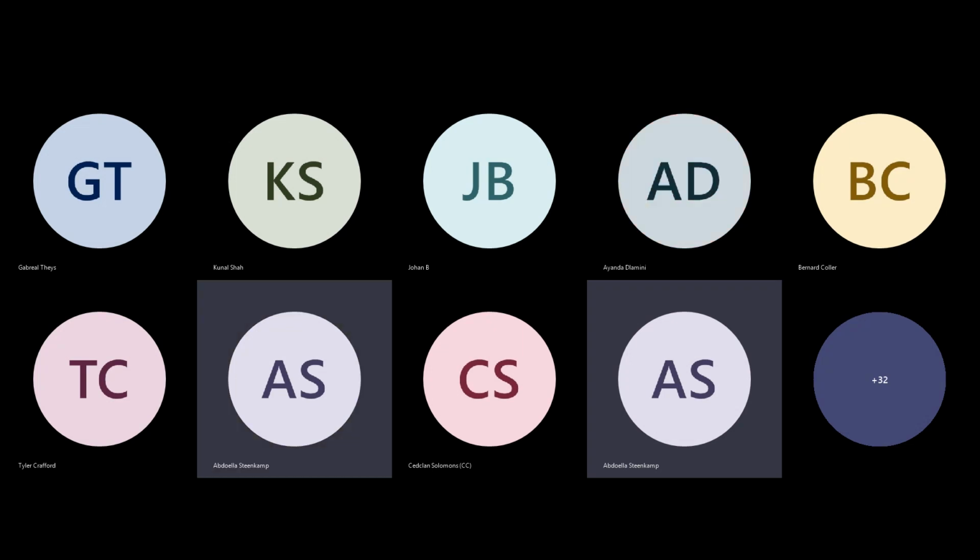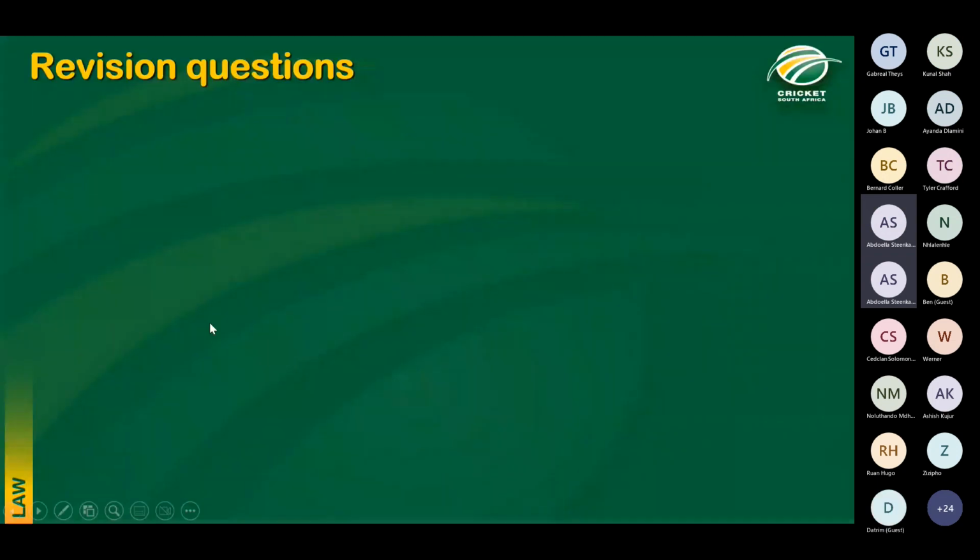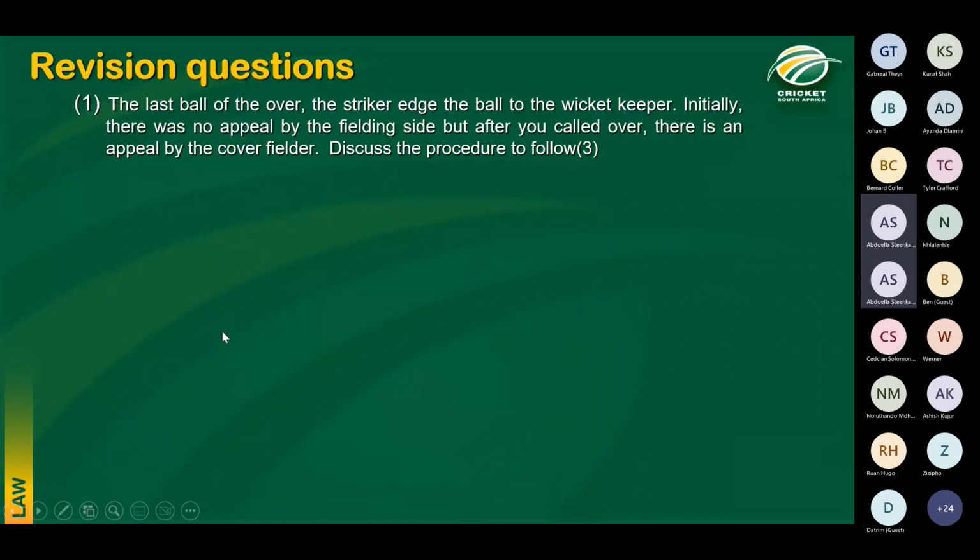So our revision section is usually interactive. So I'm going to ask the questions, and I want the answers from the floor. And I'm going to look at whose hand is raised first, and I will give that person the opportunity. If you unmute your mic, you can switch on your camera if you want to.